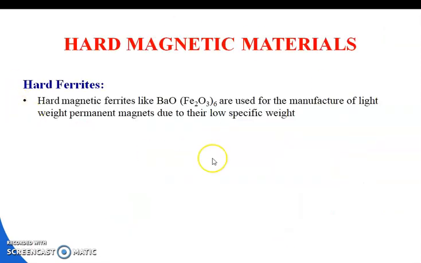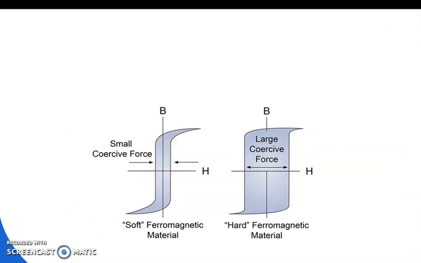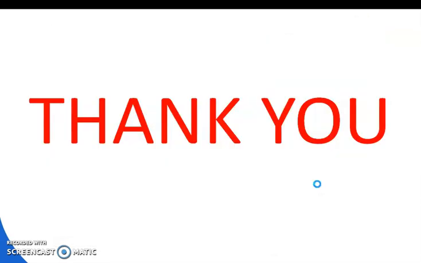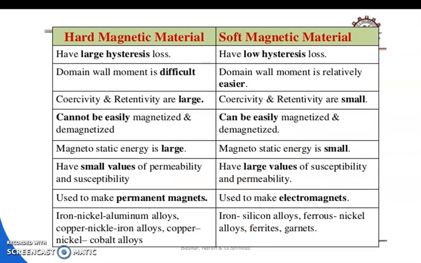So this is the structure of soft and hard magnetic materials. And the last point: this is the soft magnetic material and this is the hard magnetic material. Hard magnetic materials are iron, nickel, aluminum alloy, copper, nickel, iron, and copper, nickel, cobalt alloy. But soft magnetic materials are iron alloy, ferrous nickel alloy, ferrites, garnets. These are the soft magnetic materials.